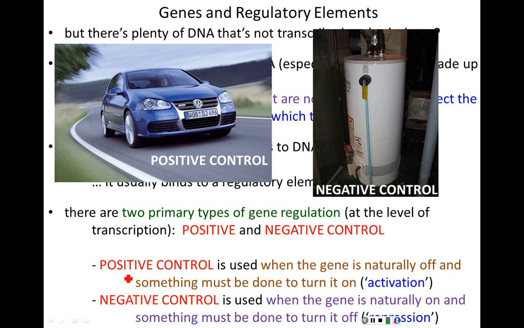Genes come in both types. Some genes are like cars. They're naturally off, and they have to be turned on by other proteins. And some genes are like hot water heaters. They're naturally on all the time, and they have to be actively turned off by other proteins.